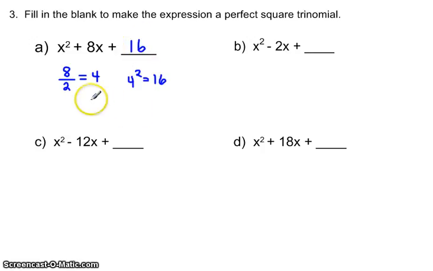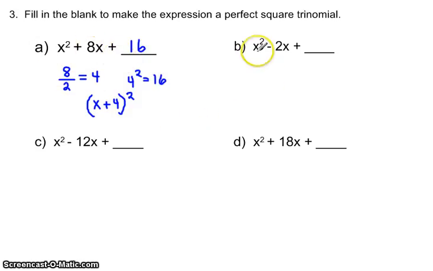And we can make sure that this works. You don't have to do this, but this would mean that it would be x plus 4 squared. And you can kind of just check it. 4 times 2 gives you 8. 4 squared gives you 16. But this is the process. I mean, you don't even necessarily have to show this work. You just know that you divide this by 2 and then square it.